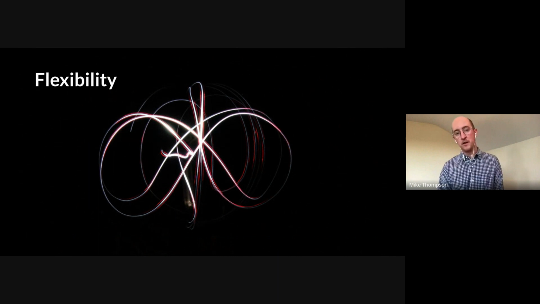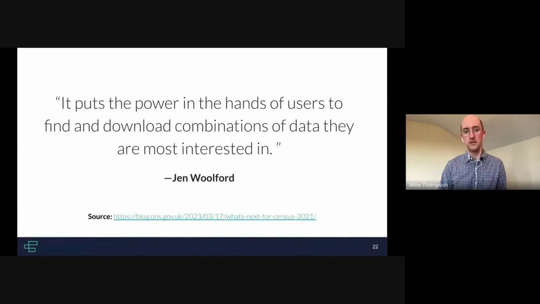The second reason, along with speed, is flexibility. So this new software, powered by Cantabular, puts the power in the hands of users to find and download combinations of data they're most interested in. It's one thing to have the data available really fast, but it's another thing to give users the power to build their own outputs and to meet their own needs in a sort of unanticipated way.